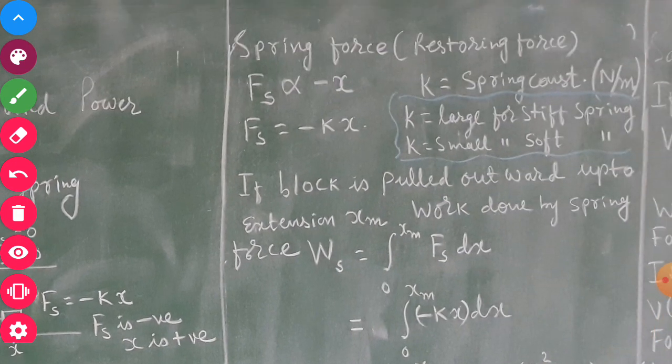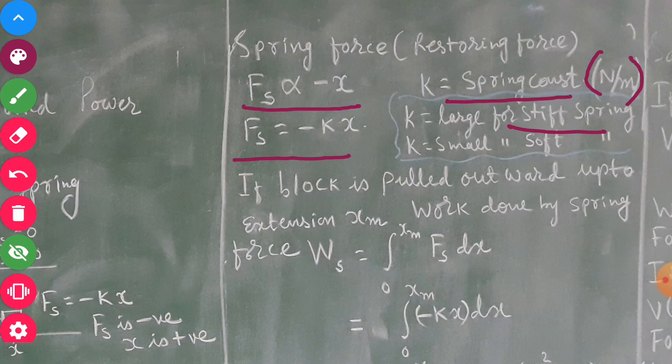Okay, now this is again written here that spring force, that is restoring force, is directly proportional to the displacement from the mean position or equilibrium position. And when you remove that proportionality, k is a constant which is called spring constant, and its unit is Newton per meter. If you have a stiff spring, hard spring, then the value of k will be large, and if you have a soft spring, then the k will be small.